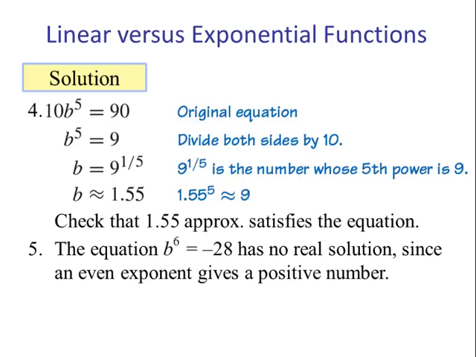Number 5, b to the 6 equals -28 has no real solution because we can't take a number, raise it to an even power and get a negative number. So an even exponent only gives a positive number.